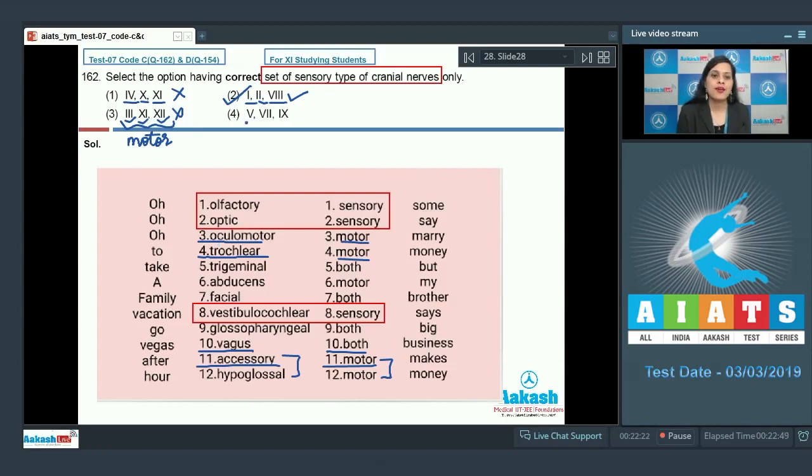The last option is 5th, 7th and 9th, and this is an incorrect option because 5th cranial nerve is mixed type, 7th cranial nerve is mixed type, and 9th cranial nerve is also mixed type. So all these 3 cranial nerves are mixed type. So the correct answer to this question is option number 2. Let's discuss our next question.